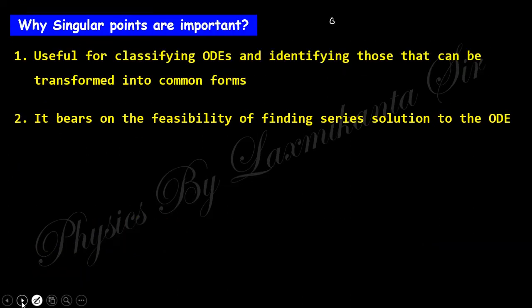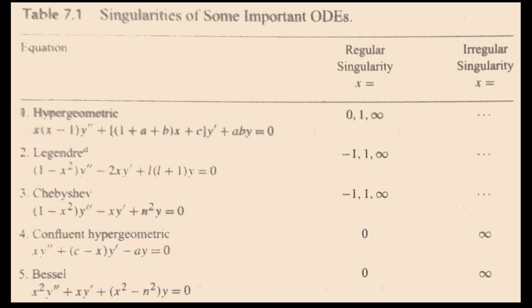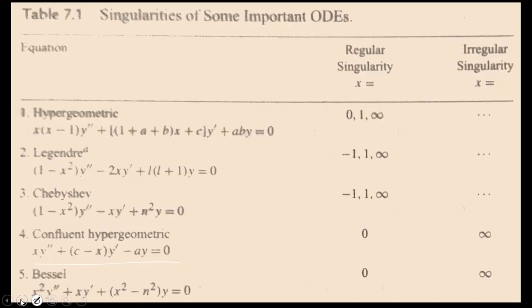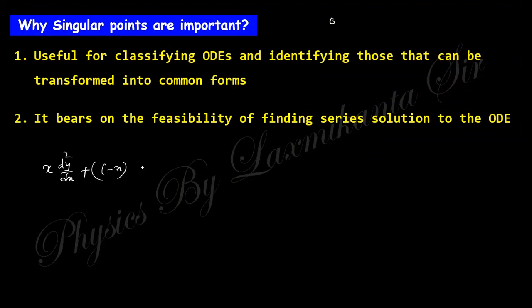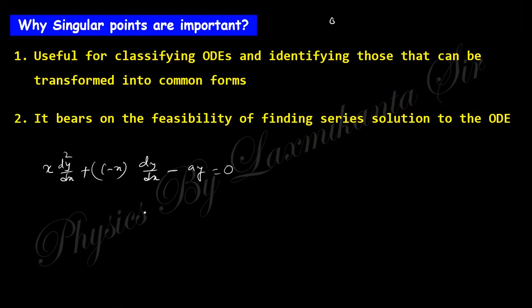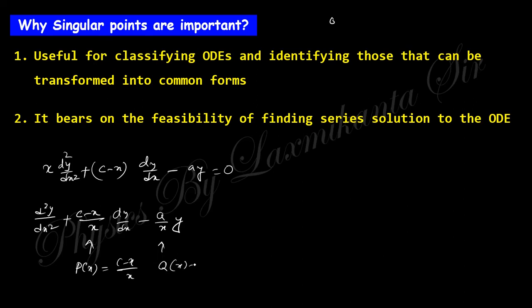For example, if we take this example: x d2y/dx^2 plus (c minus x) dy/dx minus a y equals 0. This is nothing but d2y/dx^2 plus (c minus x)/x dy/dx minus (a/x) y. So this will be p of x, that is (c minus x)/x, and this is q of x, that is minus a/x.